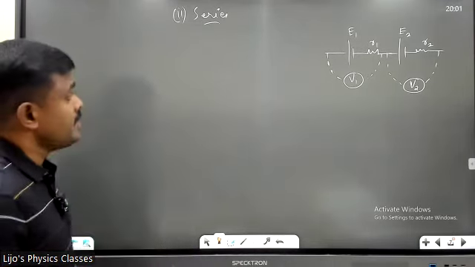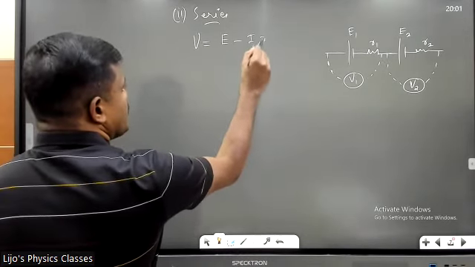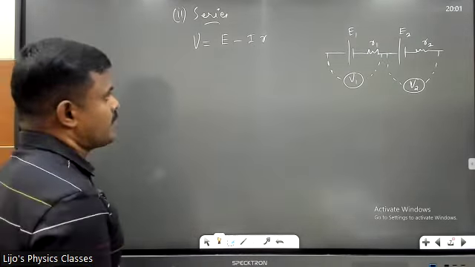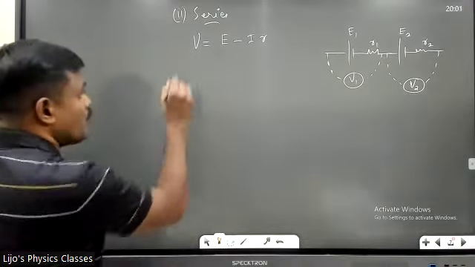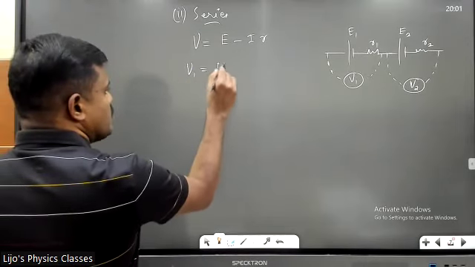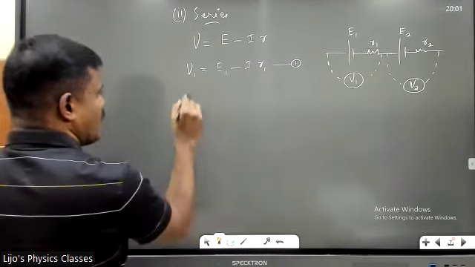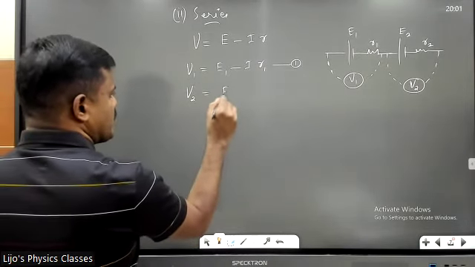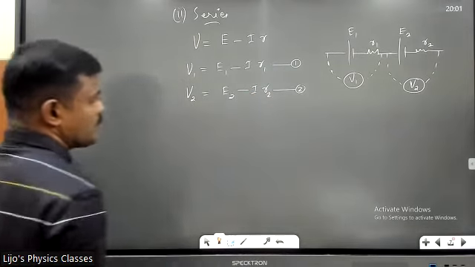First, you start off with the equation for V. What is the equation for V? V is equal to E minus I into R. So V1 is equal to E1 minus IR1, equation number 1. V2 is equal to E2 minus IR2.